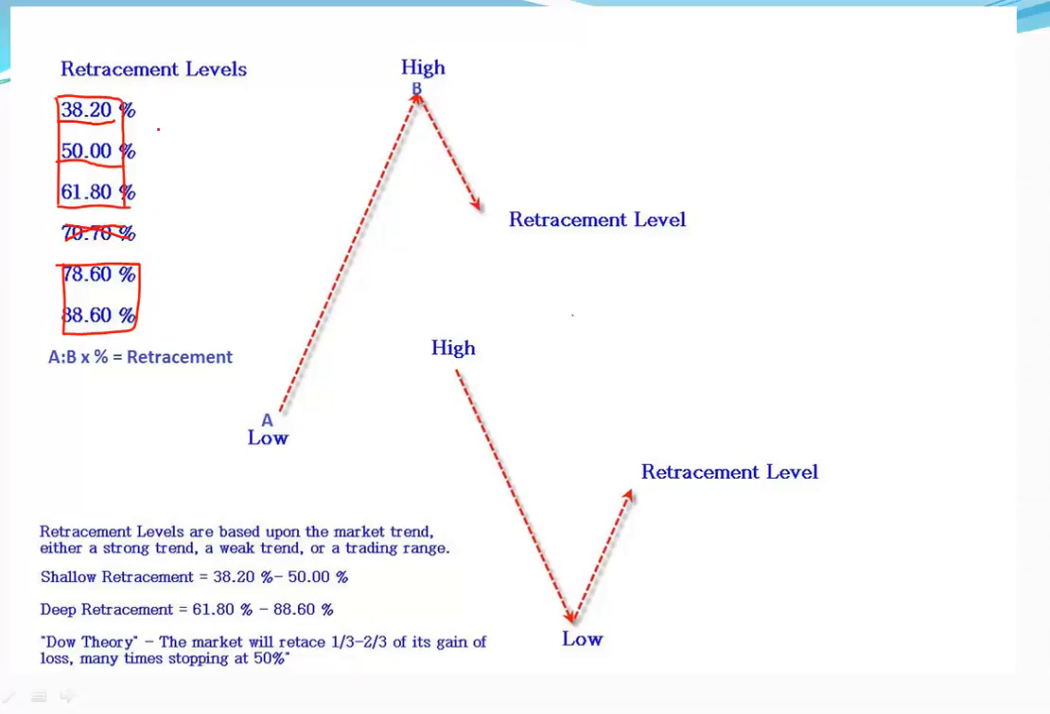We're going to talk about basic fib and Elliott, and the reason why is because it's the foundation of technical analysis. You see, if you look at the bottom here, there was a book, and I'll grab it towards the end and put it inside the room, if I can grab it from my Dropbox. It's called The Dow Theory. And that book gives you the theory of the technical analysis of the markets, it says that the market can retrace 1/3 to 2/3 of its gain or loss, many times stopping at 50%.